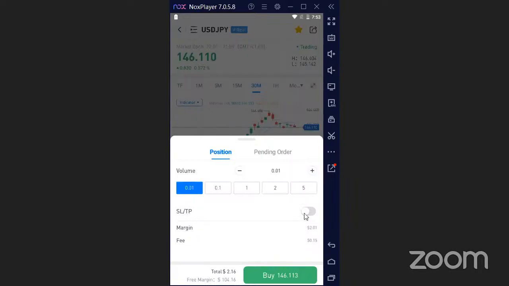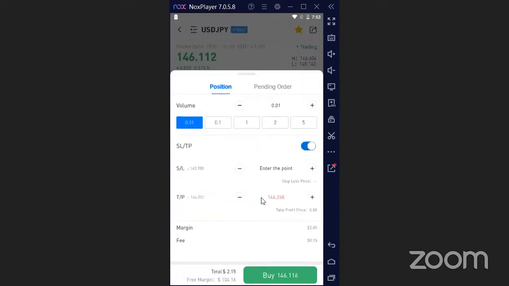When I click on it, it opens another box for me. In this box we have two options. The first option at the top is the SL. You can just come here on this plus, click on it, then edit your SL. Then the TP, which is the second option, you click on it and then edit your take profit. It's just as simple as that.